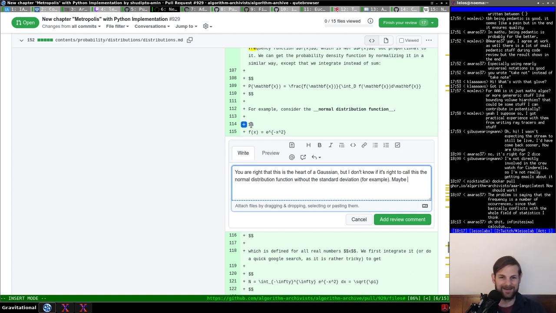Calculus right there. Say that this is a hard Gaussian, but I don't think it's right to call this the normal distribution function without the standard deviation, for example. Say that we consider the normal distribution. One second. Which boils down to, yeah, sure.